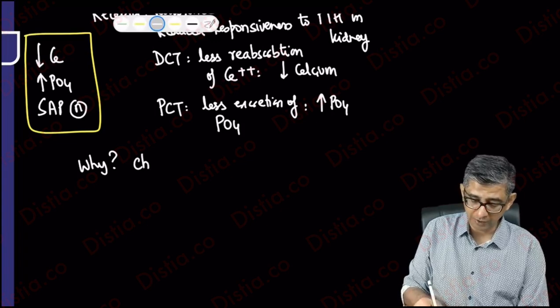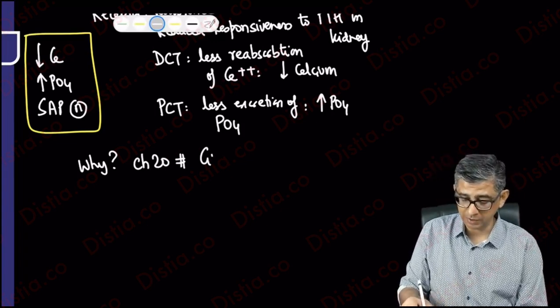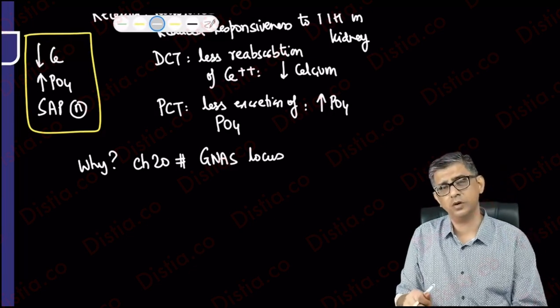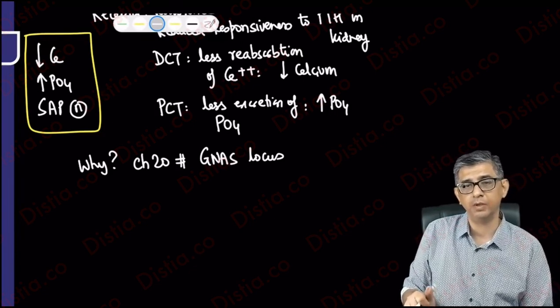So what we have demonstrated is that there's a defect on chromosome number 20. There's a special genetic locus, that is the GNAS locus, which is going to be the troublemaker here and contribute to developing pseudohypoparathyroidism in a patient.